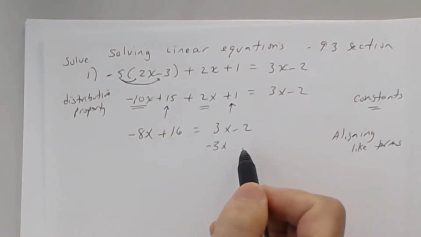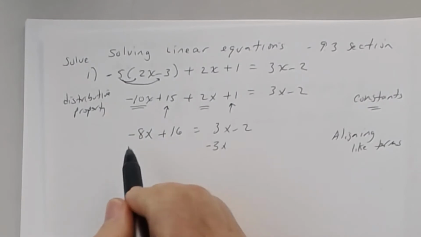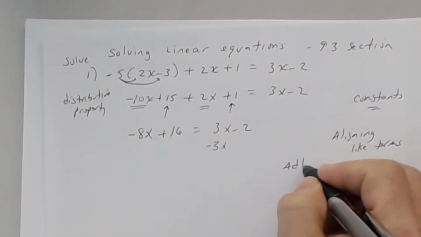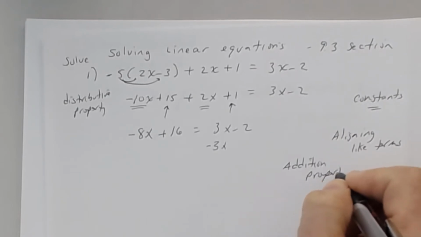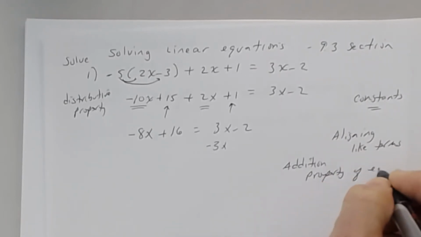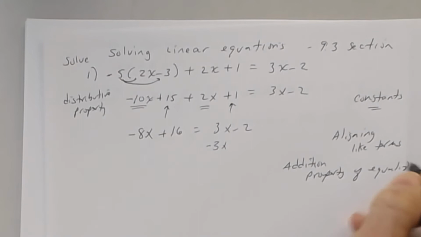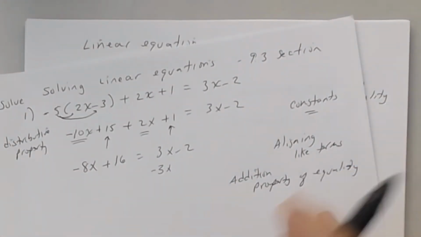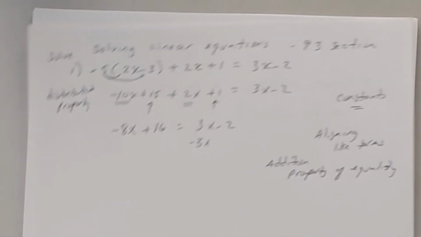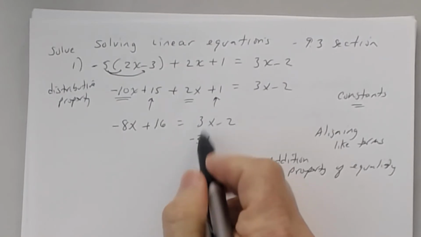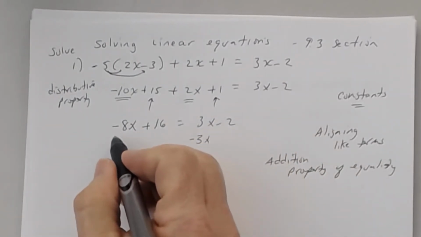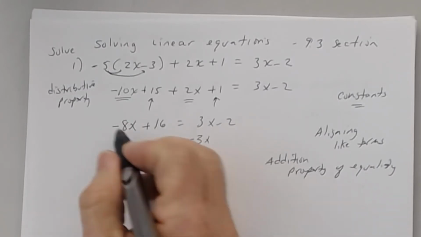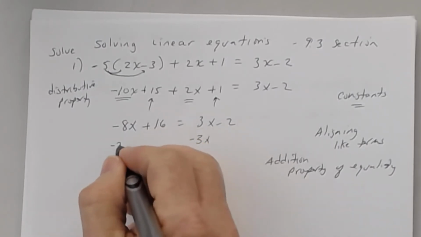What I do to one side, I have to do to the other. Remember that I'm using the addition property of equality. So if you add something to one side, you have to add it to the other. So if I subtract 3x from the right side, I've got to subtract it from the left side. But I'm going to align them and put it under its like term, right here.